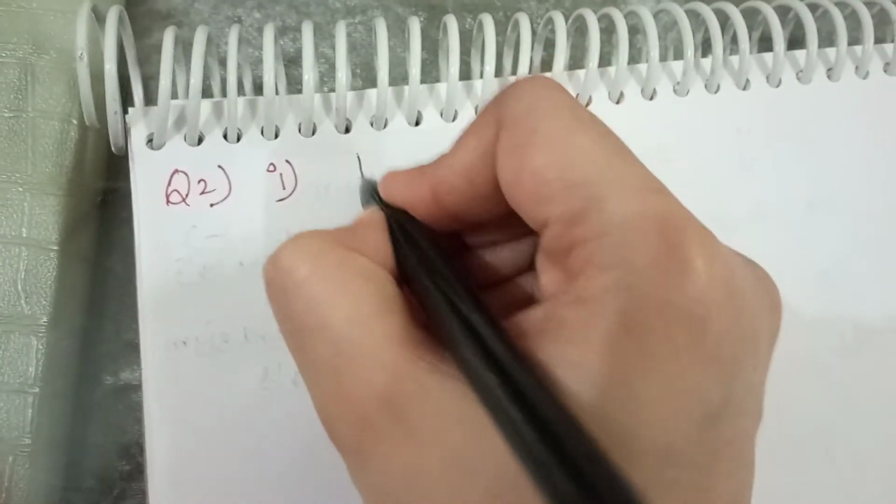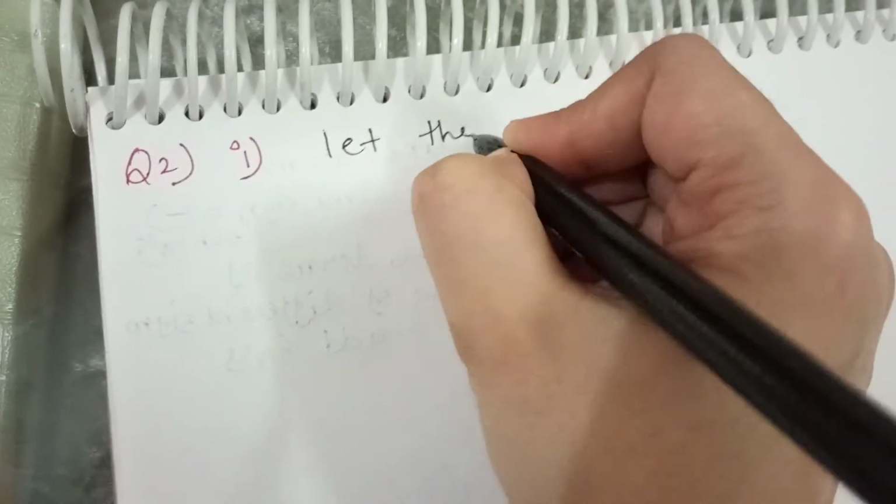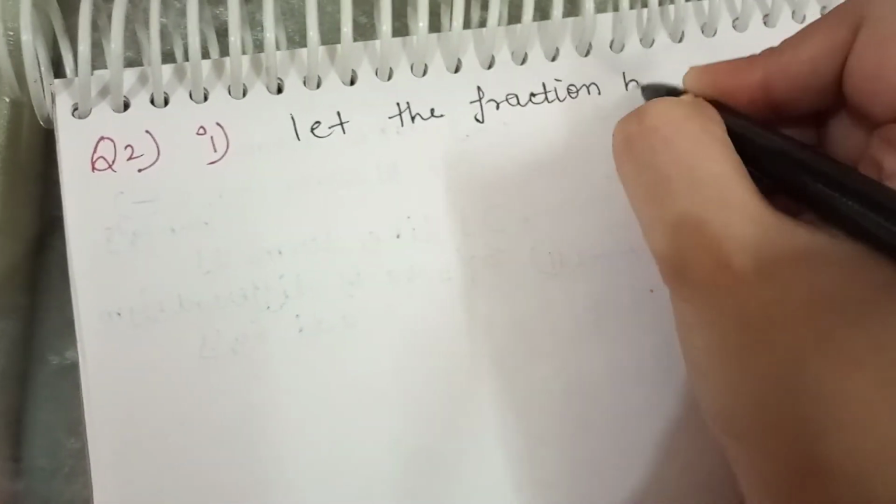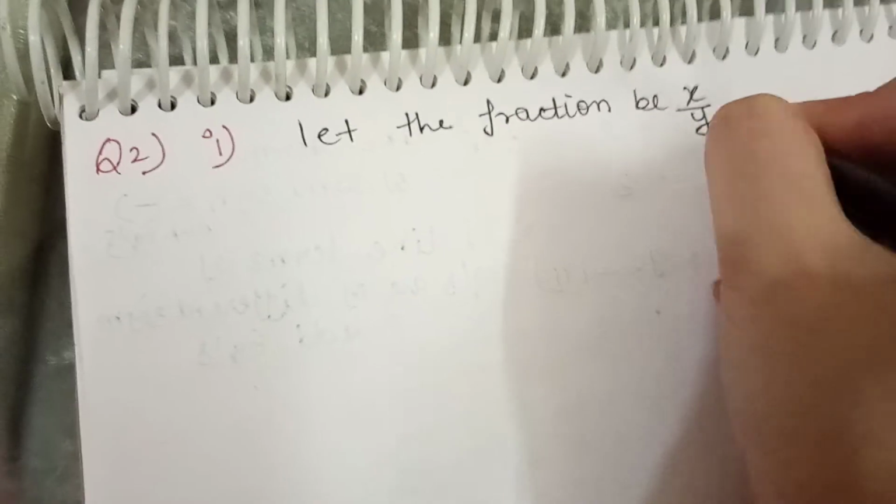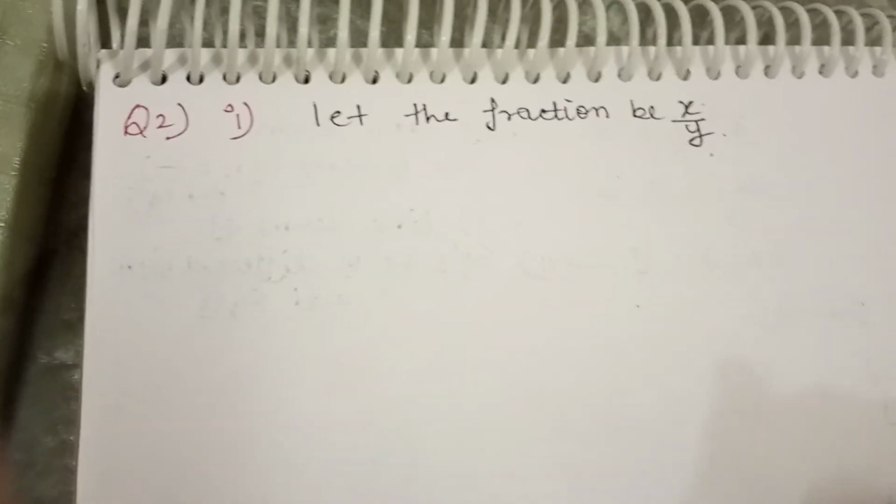They are asking the fraction. First of all, we have to see what they are asking. What are they asking? They are asking the fraction. Why am I telling this? Because what they are asking, we let that first. So first write, let the fraction be x upon y, means numerator x, denominator y.